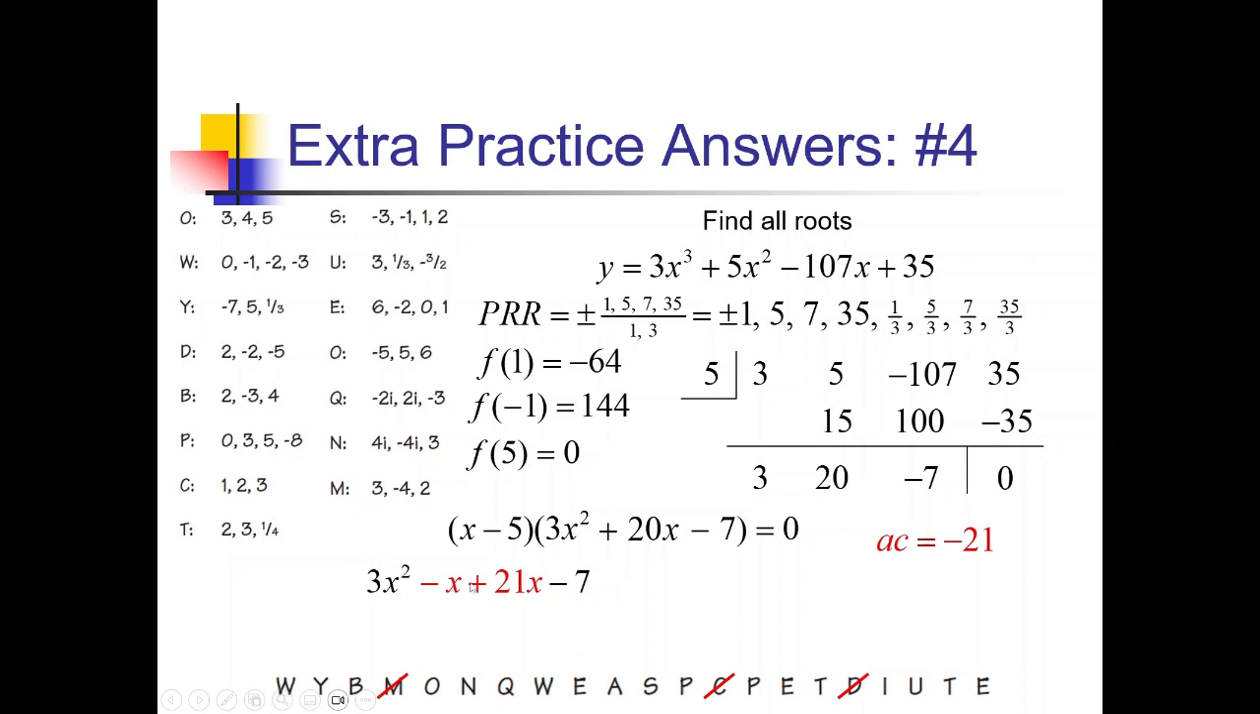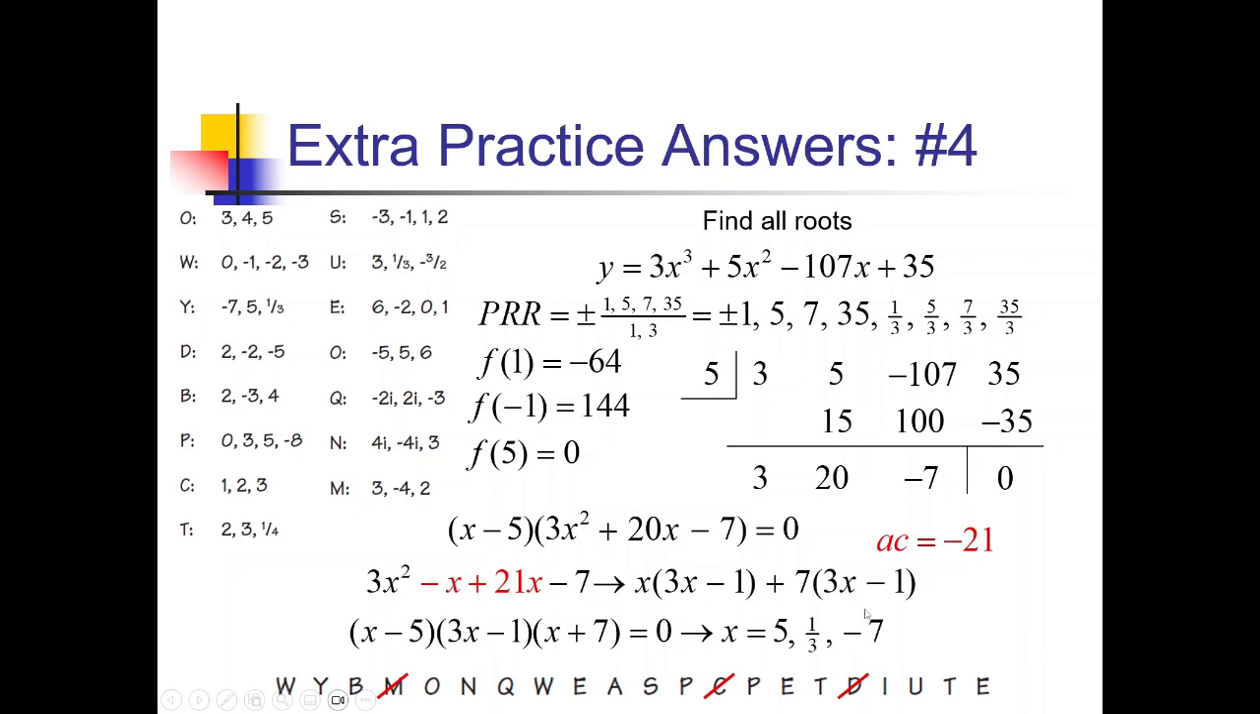Now for my first two terms, I can take out an x, leaving me with 3x minus 1. Next two terms, I can take out a 7. Leaves me with a 3x and a minus 1 there as well. So for my factors, I have the x minus 5 that I took out initially, and now I have this 3x minus 1 common factor that I can take out of all that stuff, along with the x plus 7 that's left over. Zeroing each of these out, I end up with x equals 5, and for this next one I have to add 1 and divide by 3, so 1 over 3, and then finally negative 7. So 5, 1/3, negative 7.